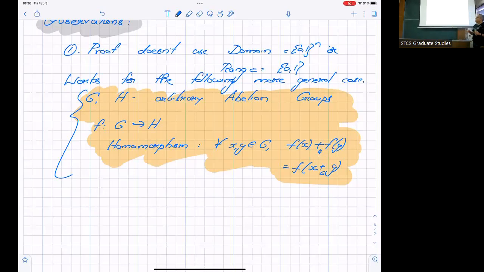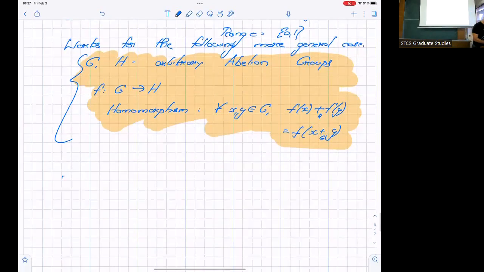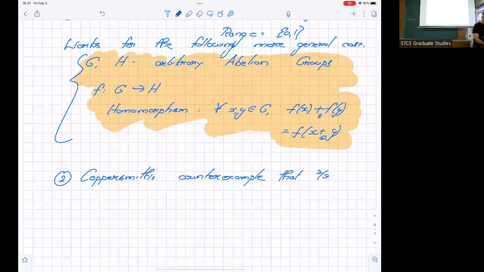Okay. And because it's in this generality that 2/9 is the bottleneck, so the Coppersmith counterexample shows the 2/9 is right.